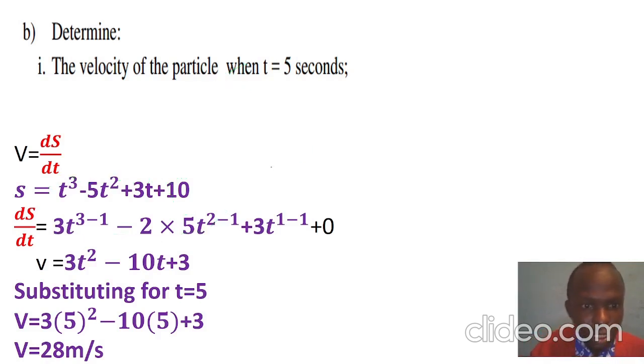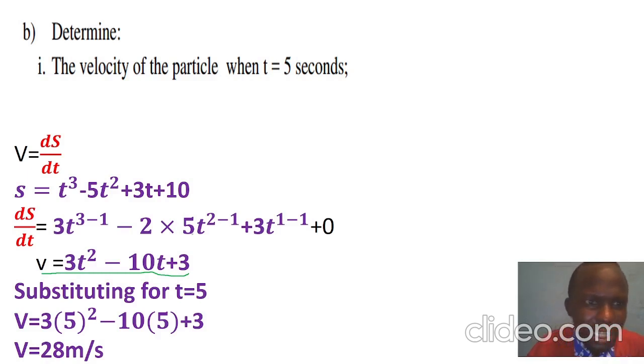So that is it. And now, simplifying it further, you come up with velocity is equal to 3t squared minus 10t plus 3. You realize that whatever we've just found is called a velocity function. The original function is the displacement function. And how do we get velocity from displacement? We differentiate it.